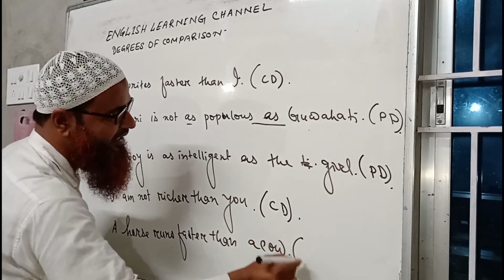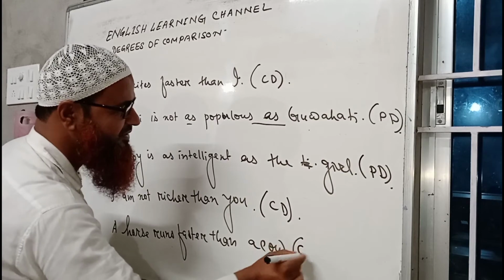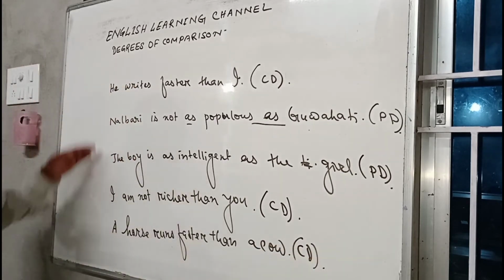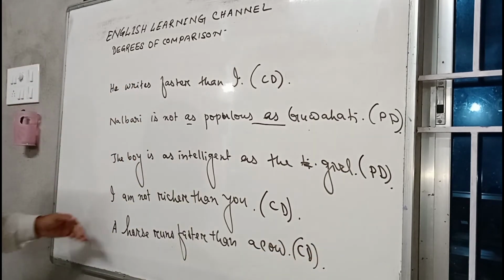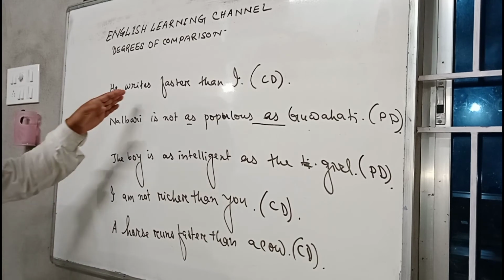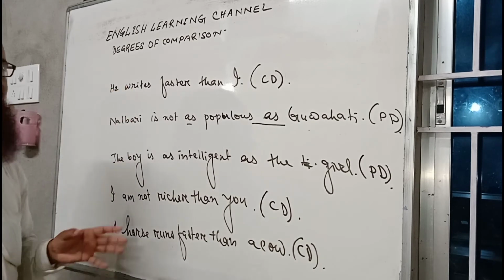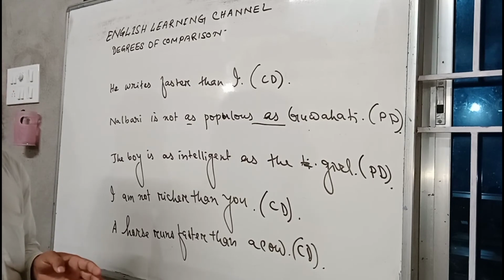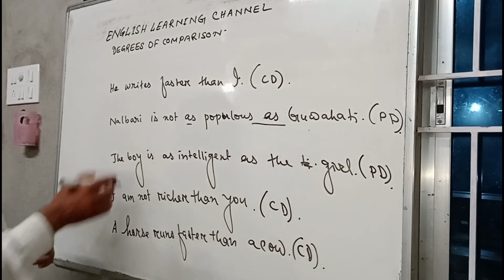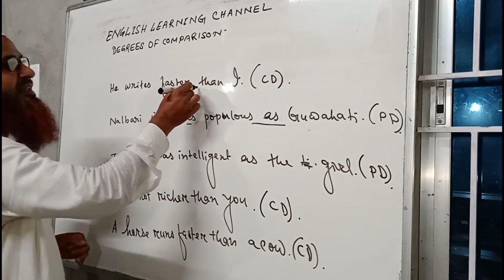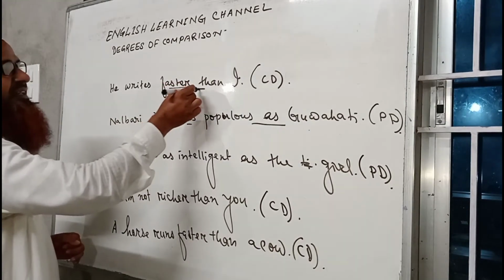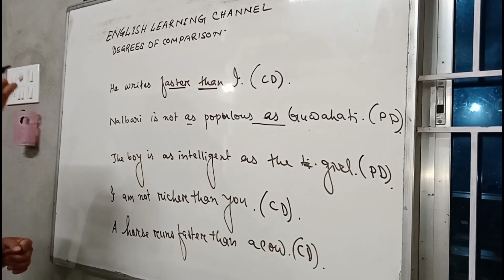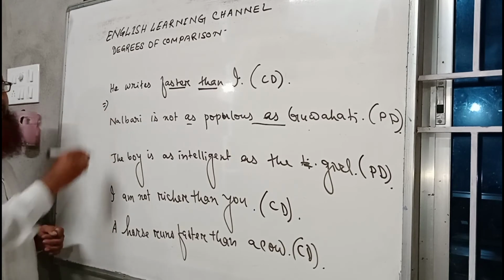So I have written here, this is CD, comparative degree. 1, 2, 3, 4, 5. I have written here 5 sentences. Now we will practice these sentences to make them positive or comparative. The first sentence is in comparative degree because faster is present and than is present here. So we must write it in positive.